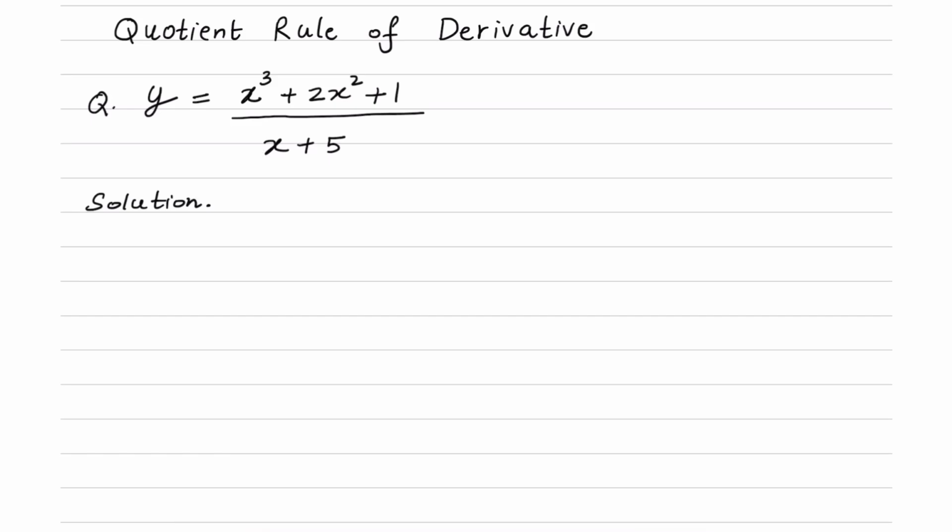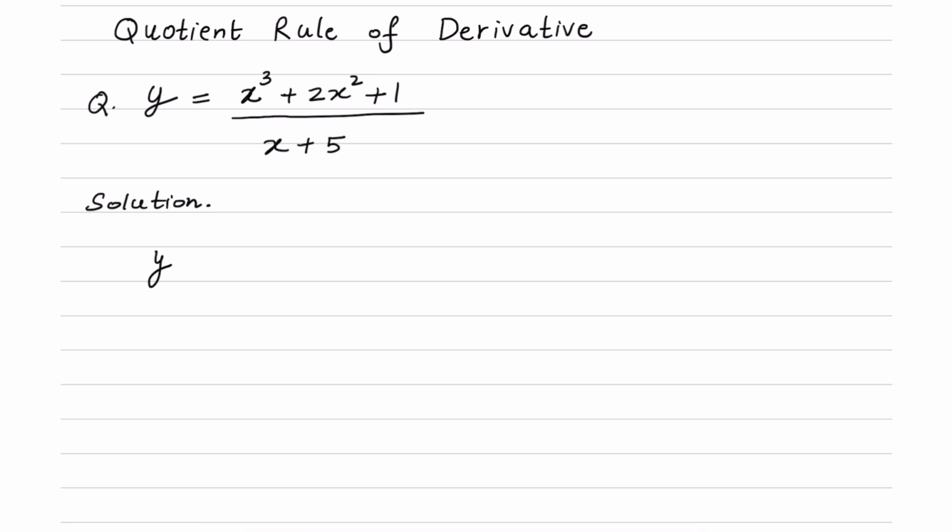Let's understand the quotient rule of derivative. We have an expression y equal to something by something form, and we have to find its derivative. Whenever y is written in the form of a fraction, you can apply the quotient rule of derivative to find the derivative of that expression. So how does the quotient rule of derivative work?